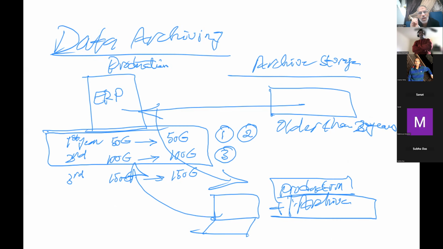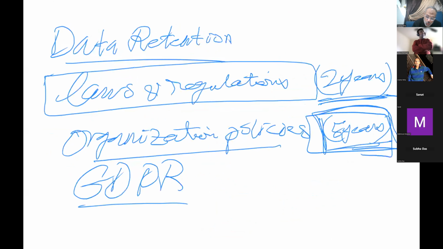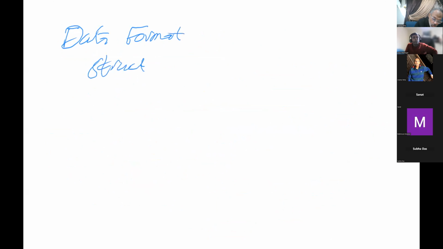To choose an archive solution is not easy. Why? Because we have a lot of factors and considerations we have to take into account in our evaluation of products or whatever. What are these? Number one, data format. What is the format of the data? Is it structured or unstructured?